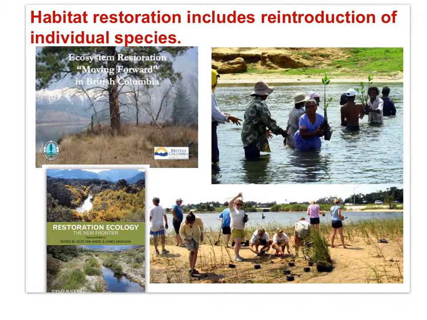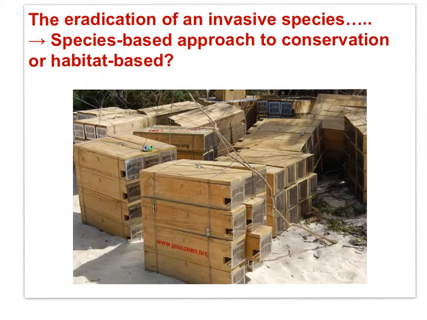Habitat restoration, as can be seen in these images, is a conservation effort that includes the reintroduction of individual species to the habitat. This is an example of an intersection of the species-based and habitat-based approaches to conservation. We can conserve species by eradicating invasive species, but when an invasive species is eliminated, the entire habitat benefits. This is another example of the intersection of the species-based and habitat-based approaches.